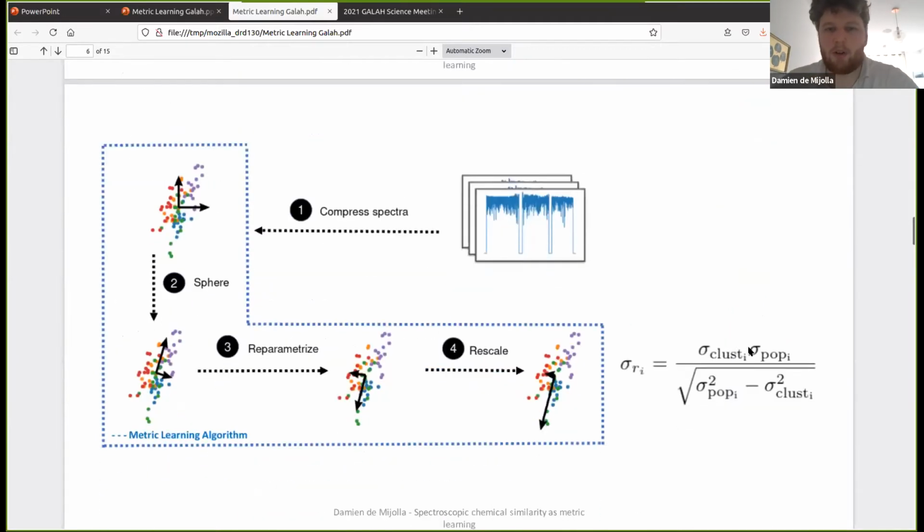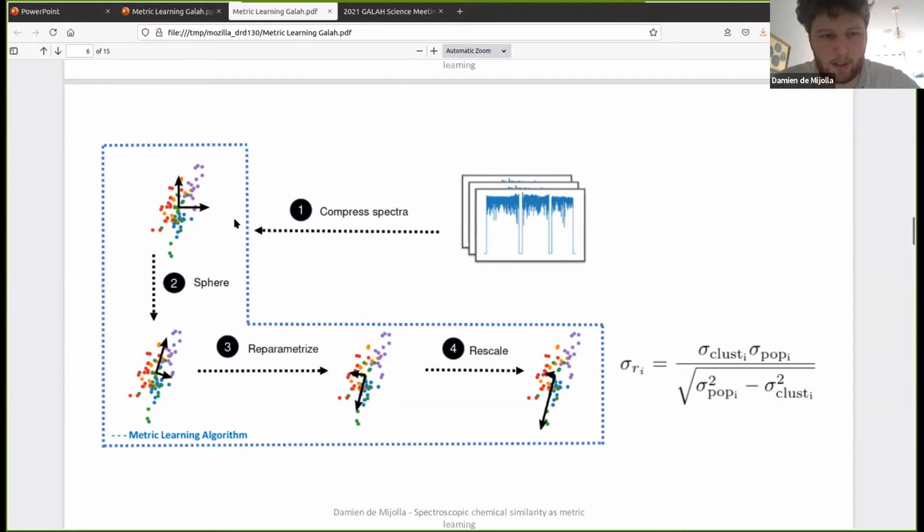But how do you build such a model? How do you build a metric learning model? Well, we show one approach in our paper, which is a novel approach. The idea in our approach is first we compress spectra down to a lower dimensional representation. And we do this using PCA. This serves to work in a lower dimensional space because we don't have very many open clusters, so we want to make efficient use of the data.